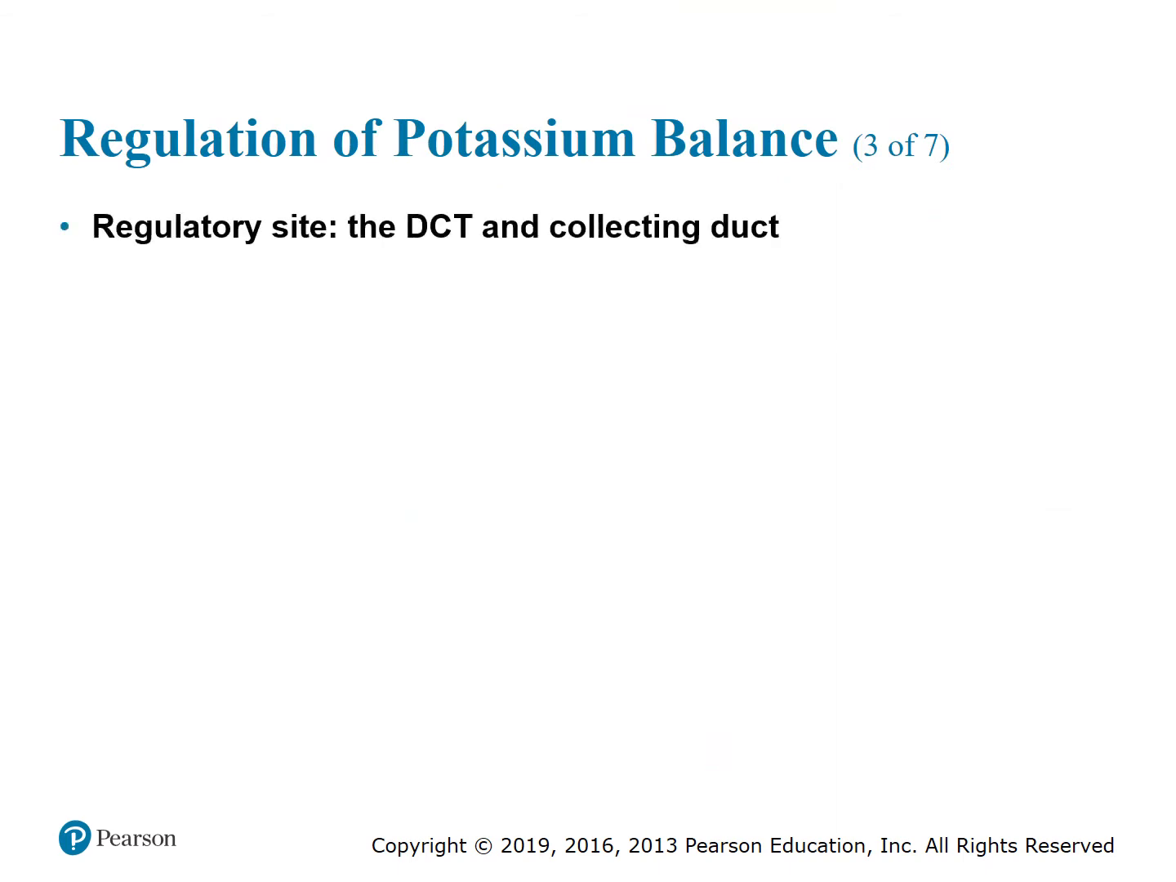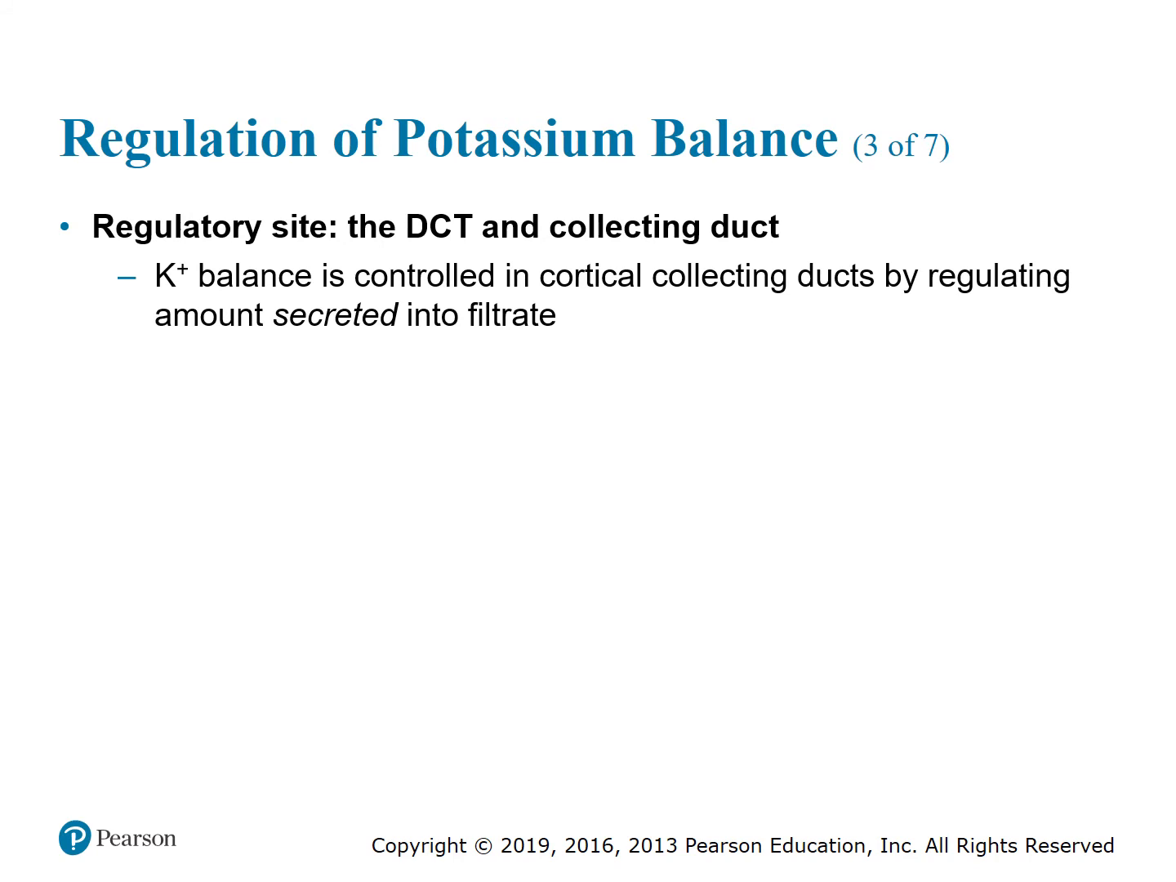Okay, the regulation of potassium balance is in the distal convoluted tubule, and we alluded to this in the last video, the distal convoluted tubule and the collecting duct. So it's controlled in the cortical collecting ducts. And so these are going to be the portions of the ducts that are in the cortex, and this regulates the amount of potassium that actually gets secreted into the filtrate.